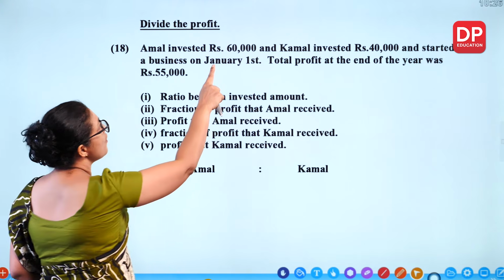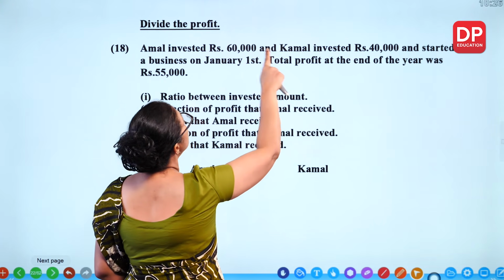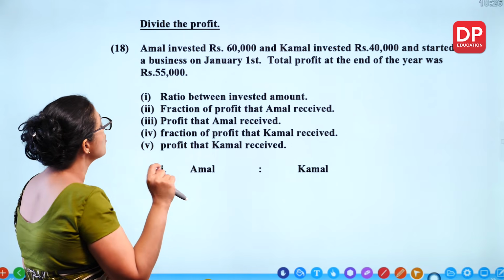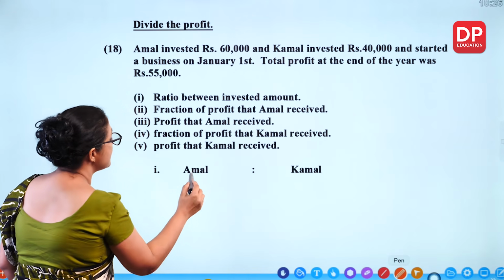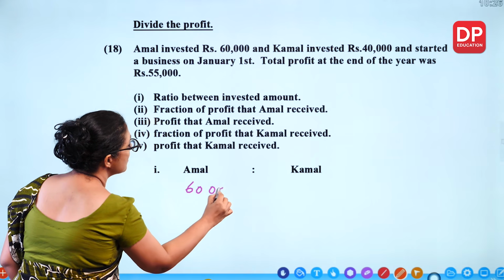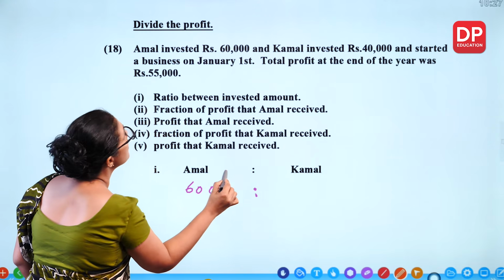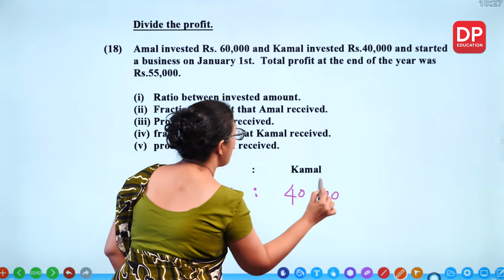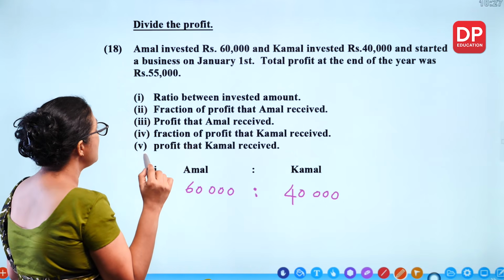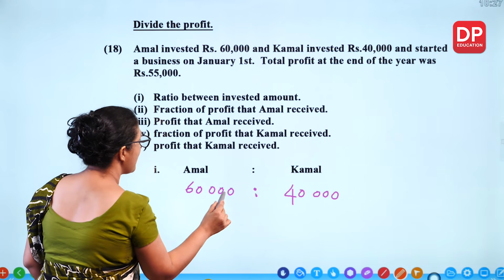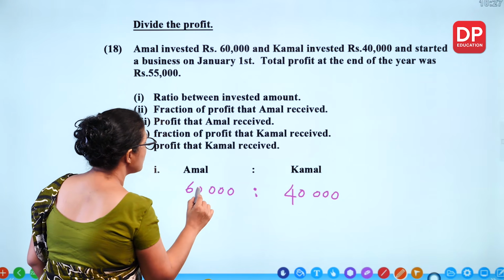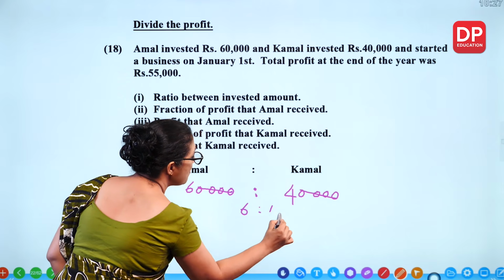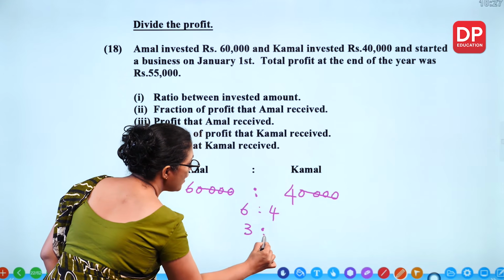So it depends on the invested amount, because the ratio becomes the invested amount. So Amal invested 60,000 rupees. Kamal invested 40,000 rupees. When you simplify, what's the ratio between invested amount? You can divide by 10,000. So 6 to 4. Again divide by 2. 3 to 2 ratio.